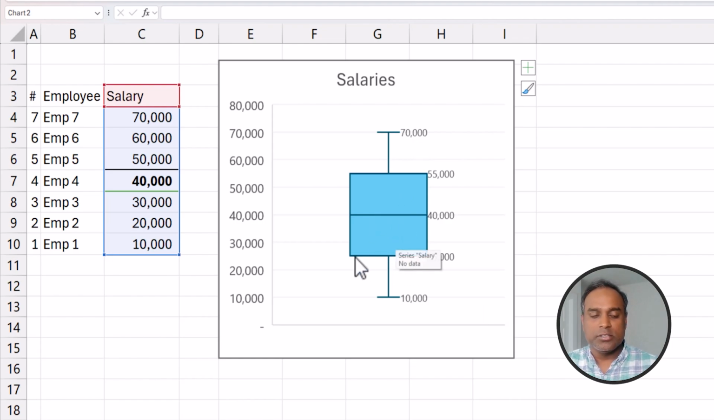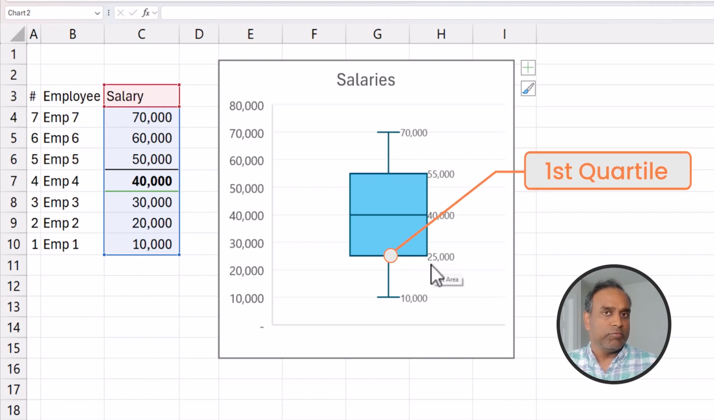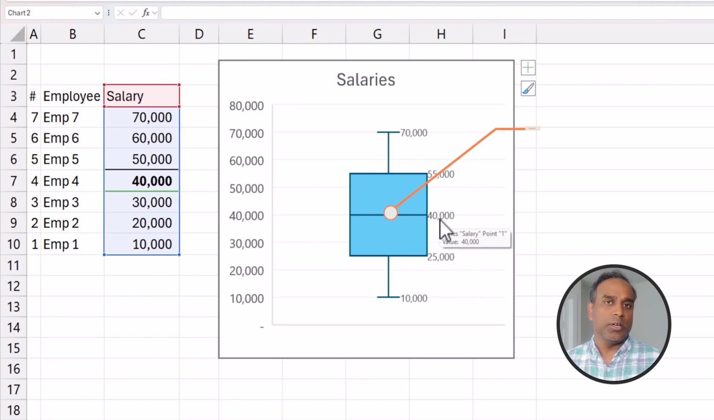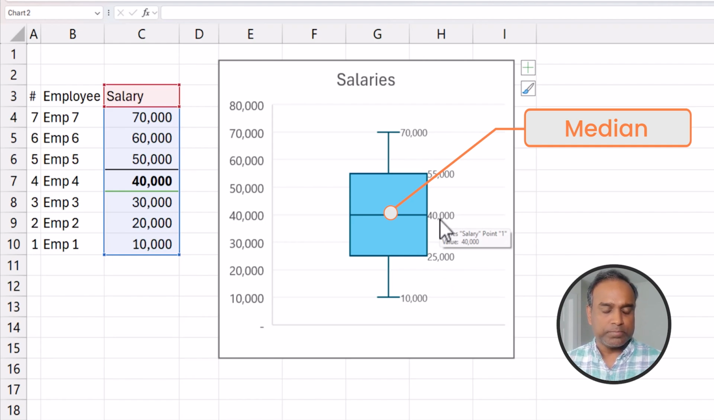The next important thing is the box. The lower edge of the box says 25,000. This is also called the first quartile, or Q1, or the lower quartile. It's basically that 25% of the observations are below that value. The next important number here is 40,000, which is the 50th percentile. Because we have split the data set into 4 quarters, we have now reached the midpoint. 50% of the observations are below this value, 50% are above this value, and this is also called the median value for the data set.